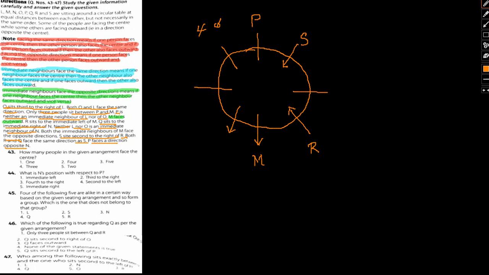Both the neighbors of M face opposite directions. Okay, opposite direction. That being said, neither is an immediate neighbor of N. What else can we use? Both the neighbors of M face opposite directions. R and O face the same direction. So R and O face the same direction. P faces the direction opposite to N.